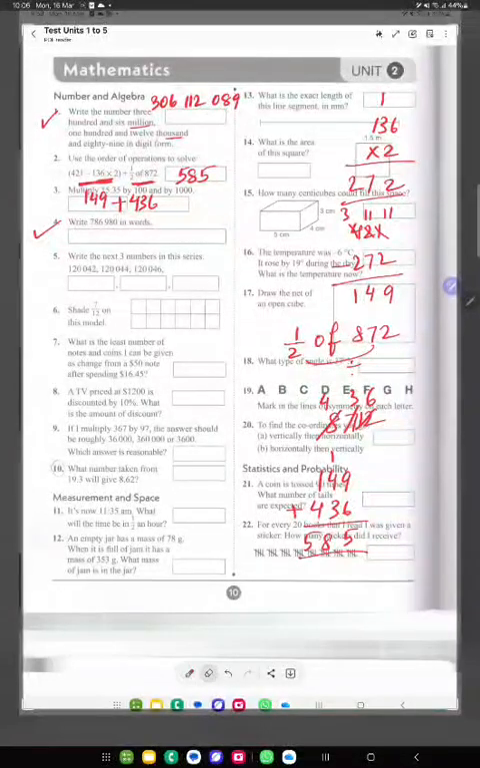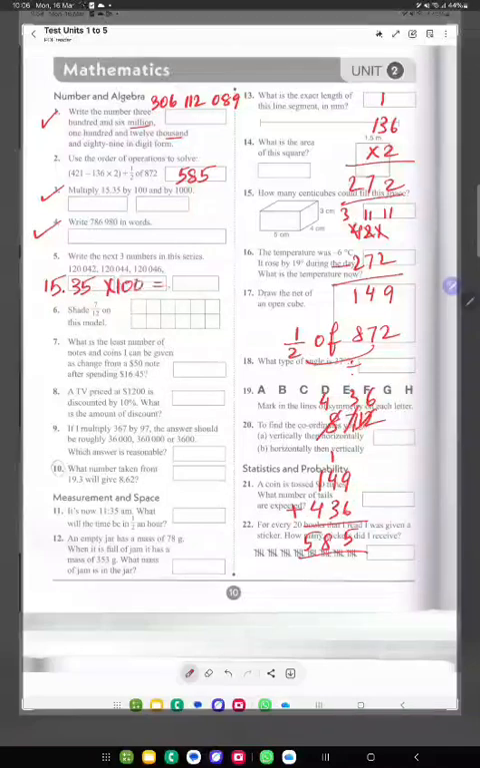Let me just rub some of it. Okay, next question is question 3. Multiply 15.35 by 100. So 15.35 times 100 is just moving the point 2 places to the right, because there are 2 zeros, so you'll move the point 2 places to the right. So that's 15.35.